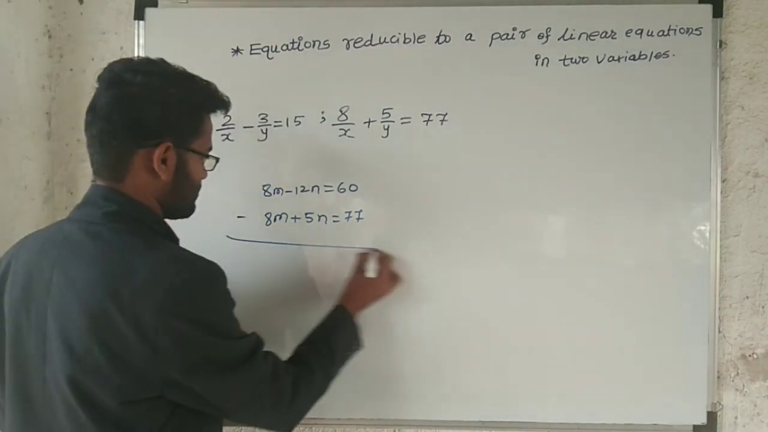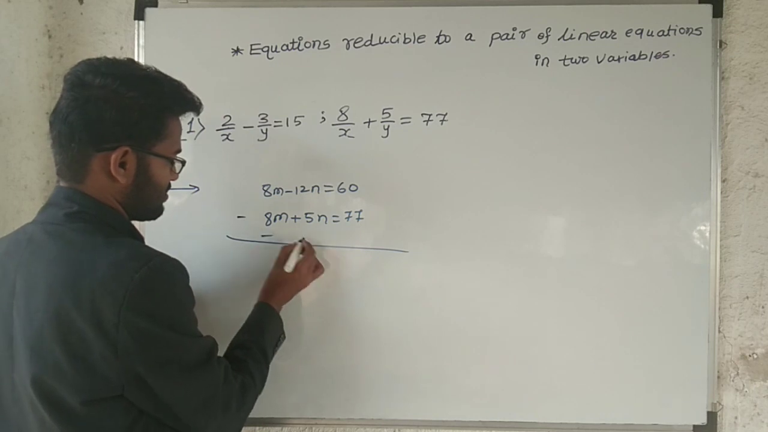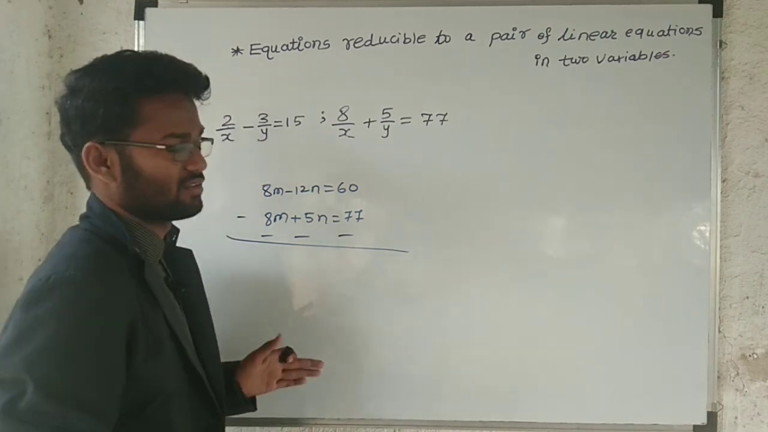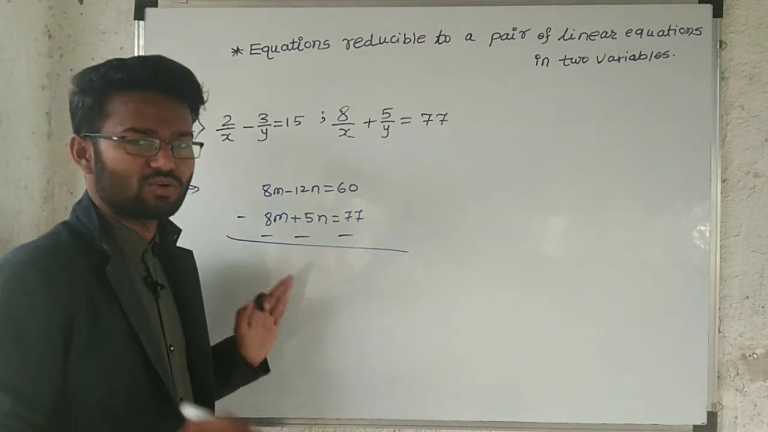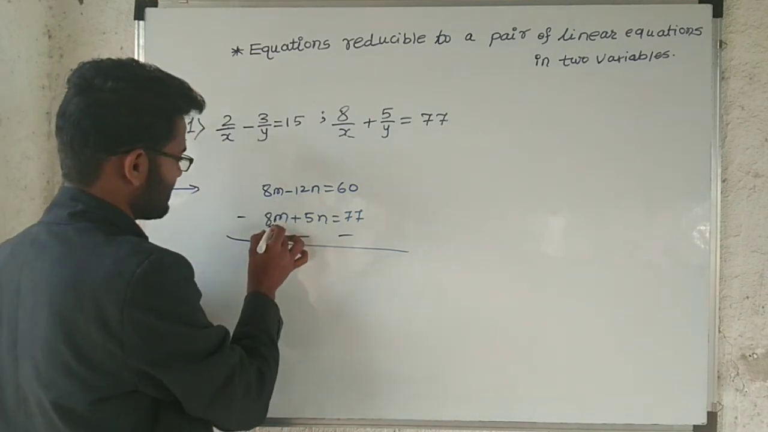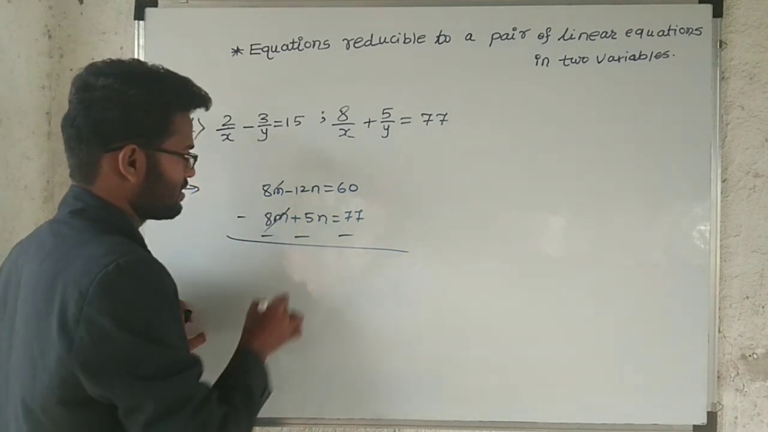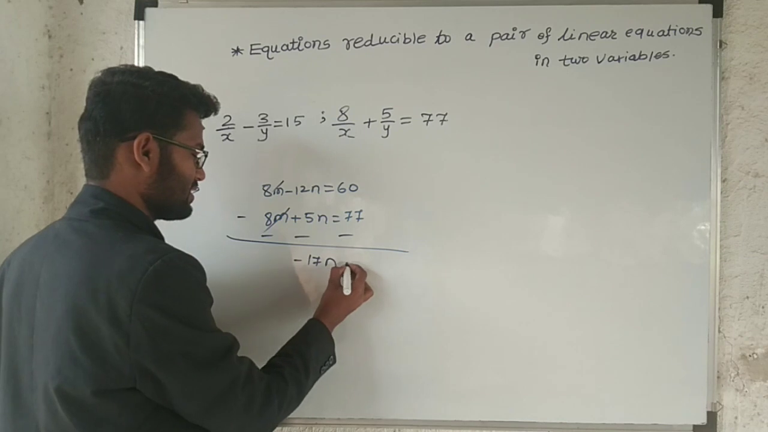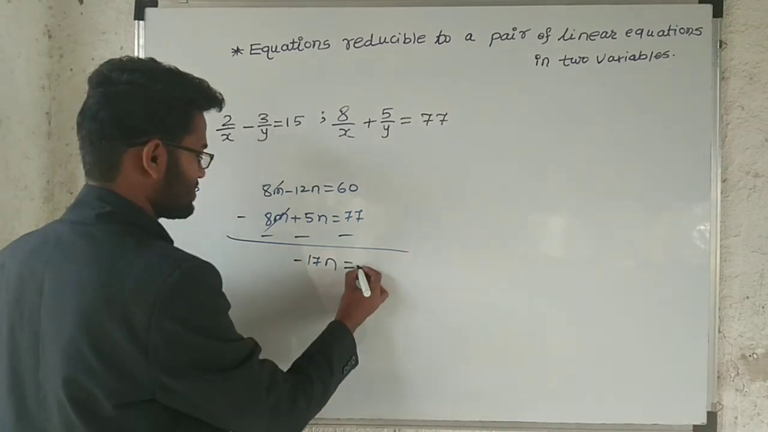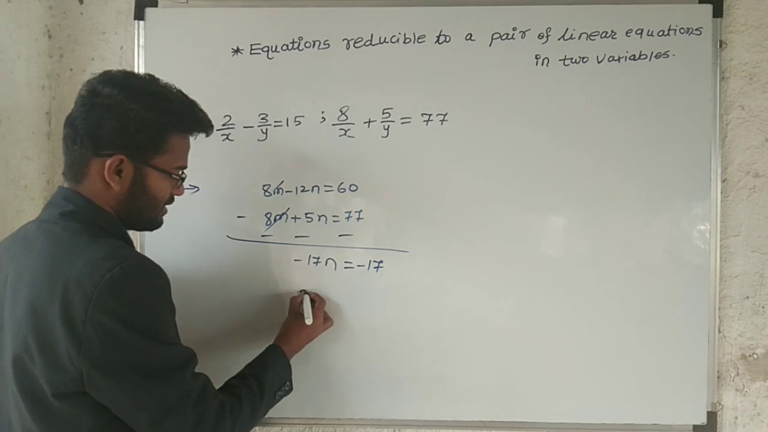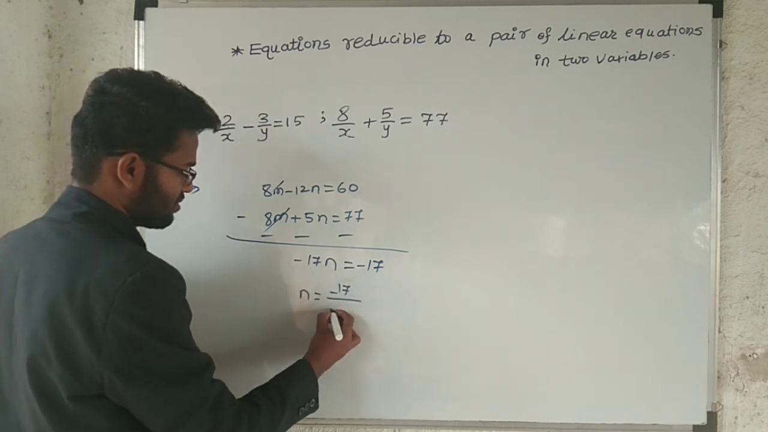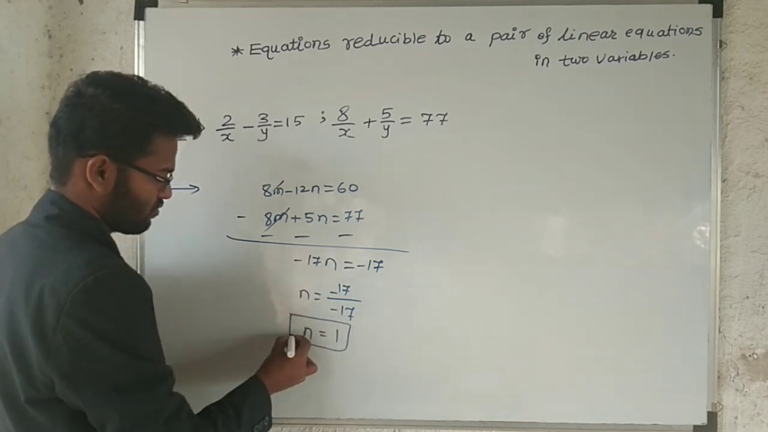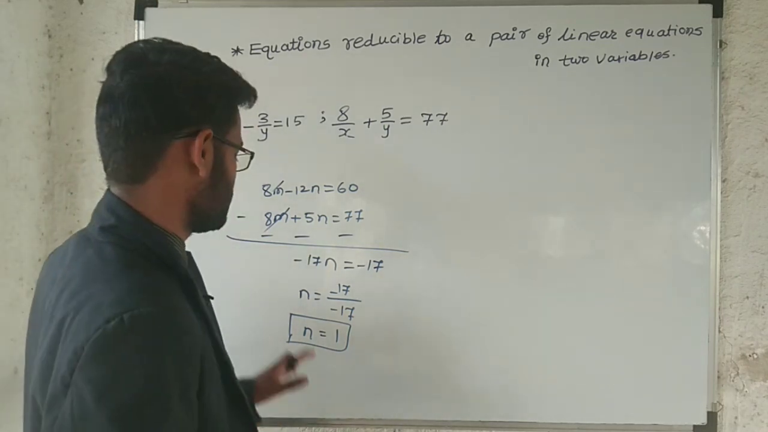Subtract these equations: plus minus, plus minus, and plus minus. We are changing the sign of the second equation in subtraction. We know that. Now plus 8 and minus 8 cancel, and here we have minus 12n and minus 5n. We get minus 17n is equals to minus 17. So n is equals to minus 17 upon minus 17. We get n is equals to 1.